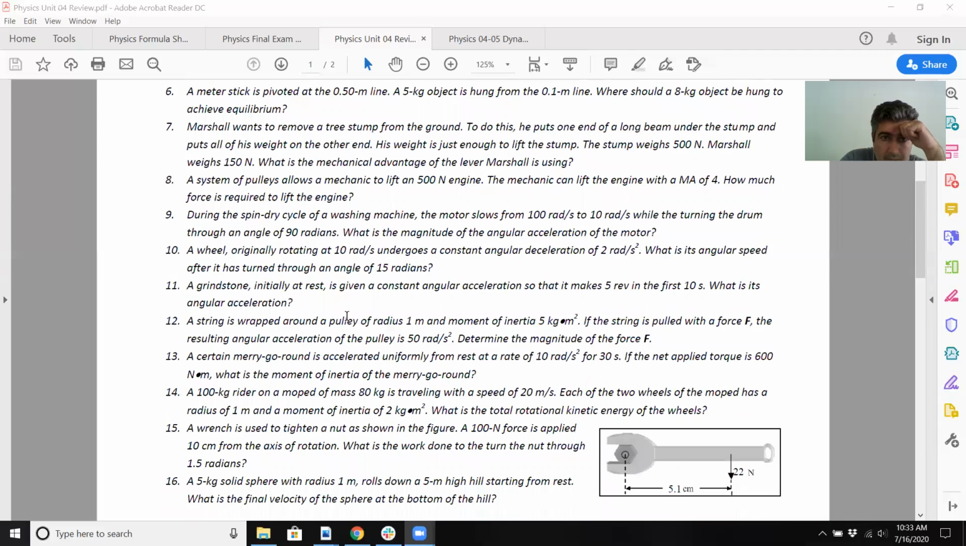7. Marshall wants to remove a tree stump from the ground. To do this, he puts one end of a long beam under the stump and puts all his weight on the other end.